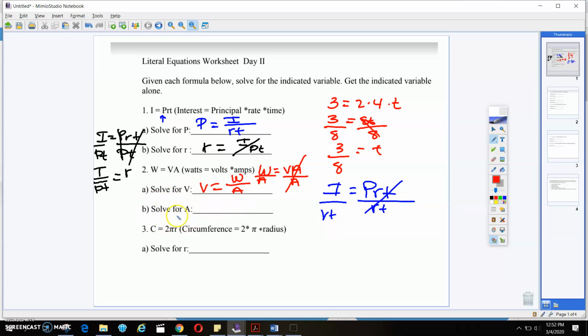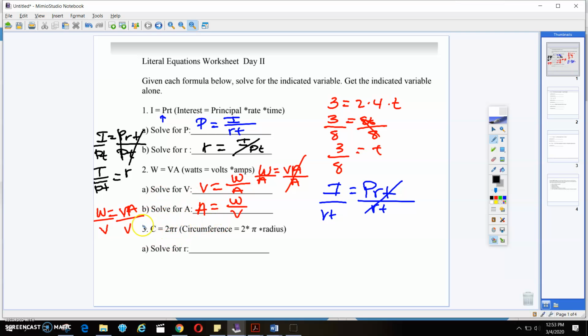Go ahead and try b for that one. That means that I'm going to take w equals va, and I'm going to divide by v on both sides. So a is going to equal w divided by v. Okay? Everybody good so far? Yeah. Pretty simple? Yeah. All right.